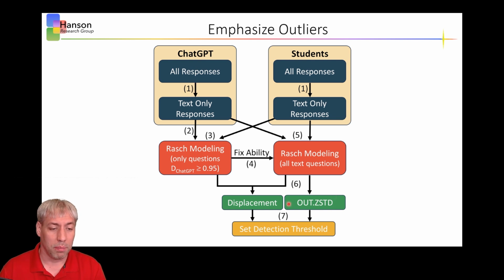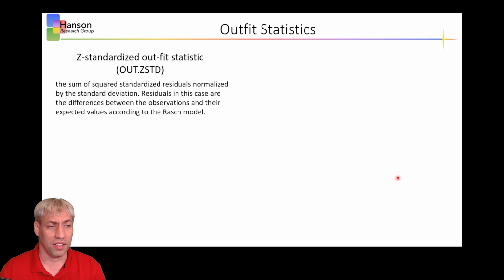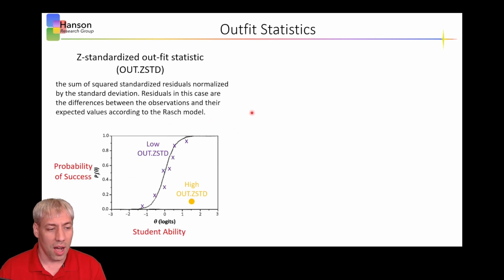The point is we're amplifying the magnitude of the outfit statistics. In this case, we use the Z standardized outfit statistic. There you can look at the actual description of what this fitting statistic is. But it's basically looking at how far outside of the normal probability student ability relationship it is. Students lie somewhere on this line. ChatGPT gave us high outfit statistics because it was an outlier in fitting with this given model.